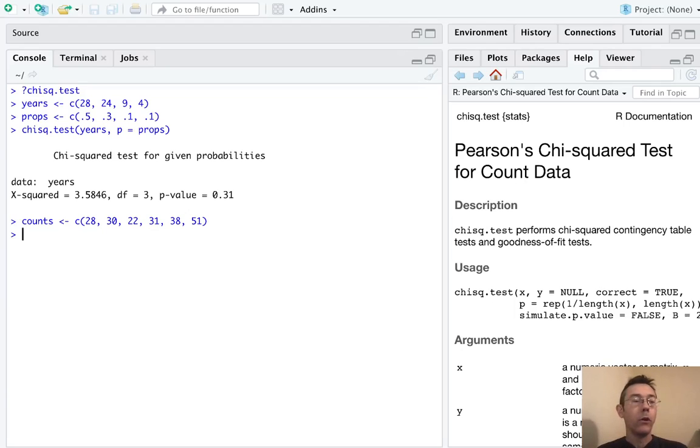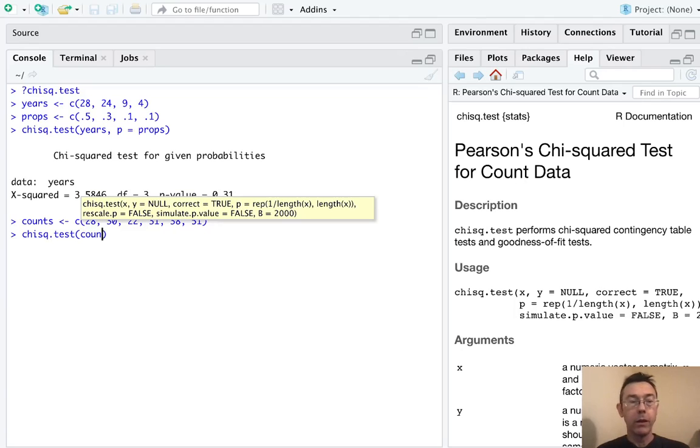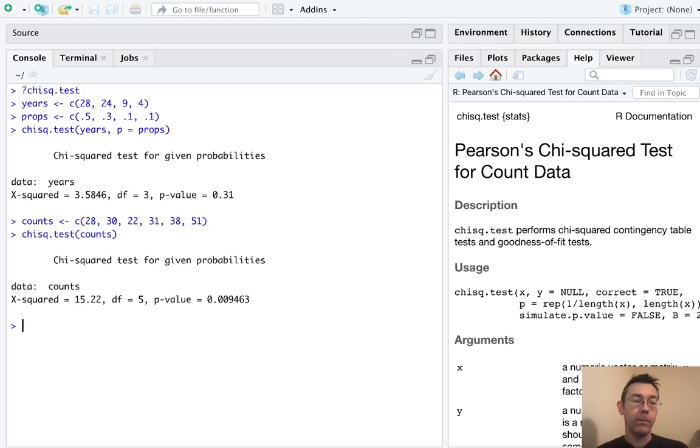Great. So we could, again, encode a vector of probabilities, but since our null hypothesis is going to correspond to the idea that all the probabilities are the same, we can actually leave out that argument in this case. Chi-square.test, parentheses, counts will be sufficient.